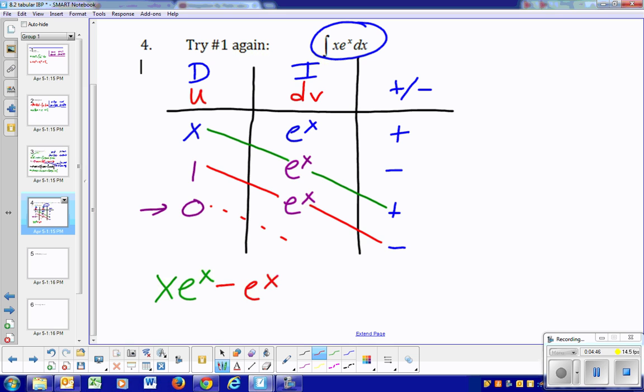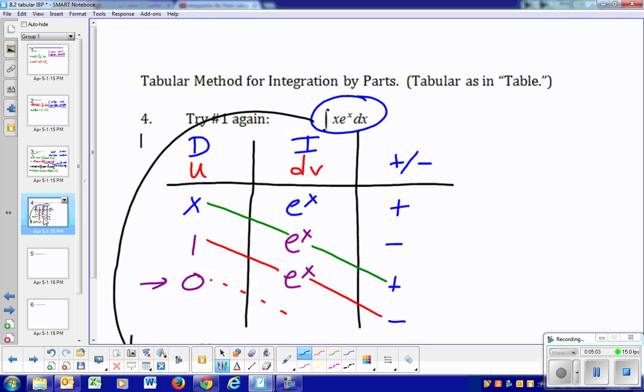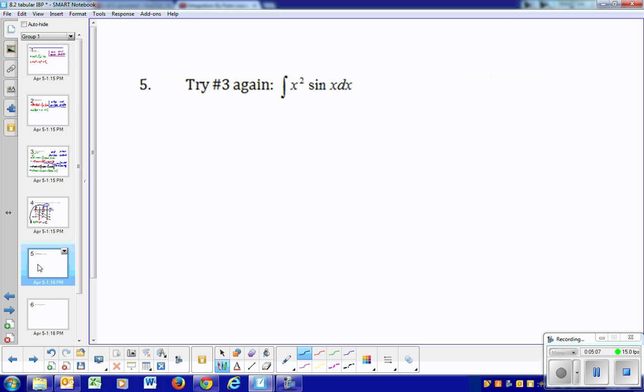And since this is actually the result of an integration problem, we have to remember the plus C, and that's that. Okay, so this hopefully matches exactly what we got for question 1 before. Is it? Oh, good. We did it right. Okay, so that's tabular integration by parts. That's just an organizing way to get through an integration by parts problem, okay?